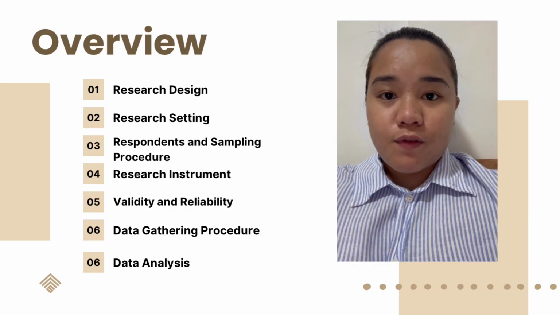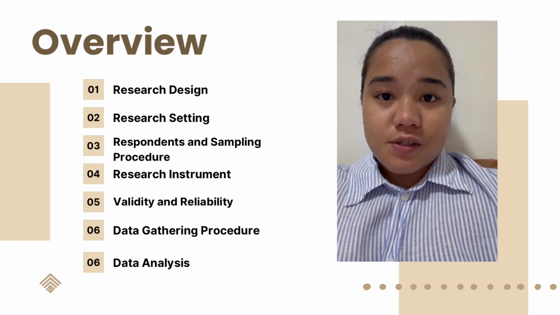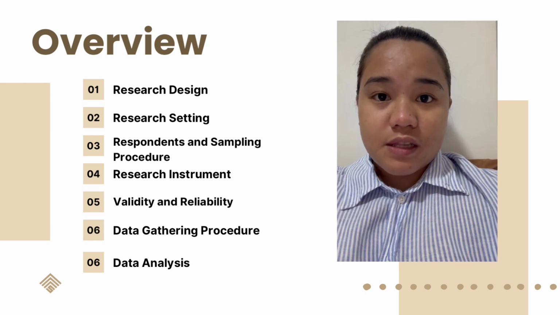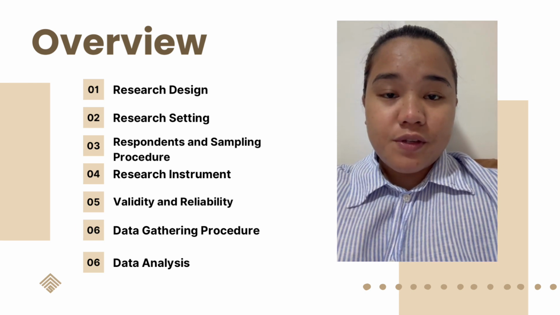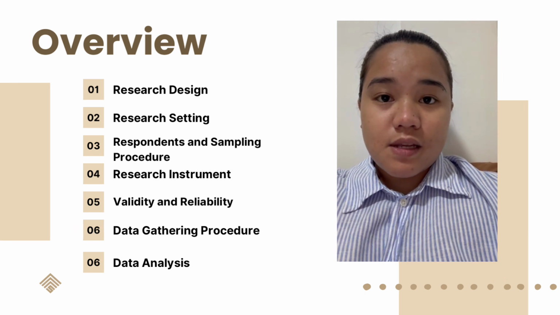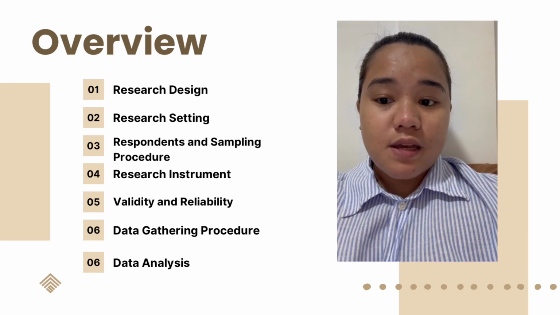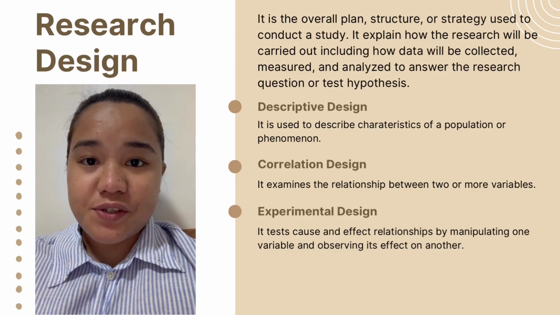So here's the overview of what Chapter 3 contains. First is the research design, second, research setting, third, respondents and sampling procedure, fourth, research instrument, fifth, validity and reliability, sixth, data gathering procedure, and lastly, data analysis. So first is the research design.